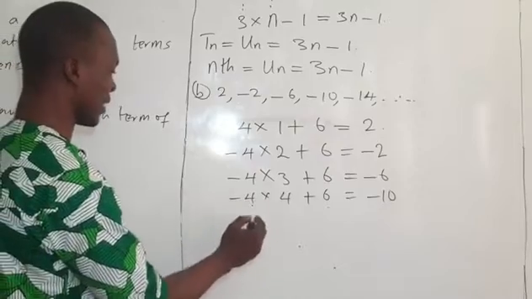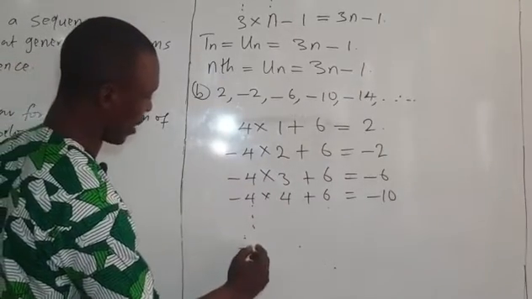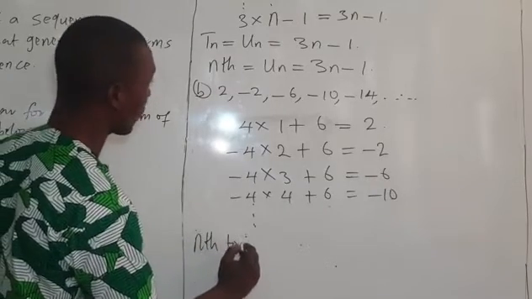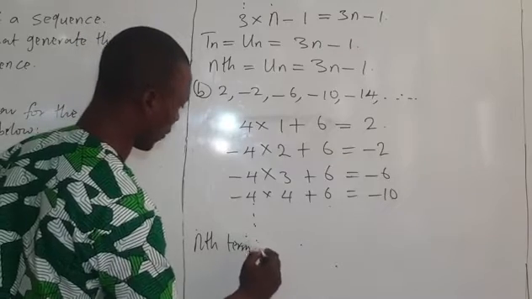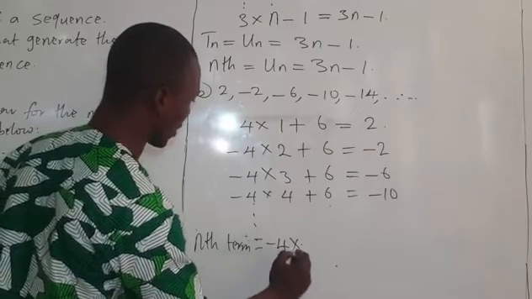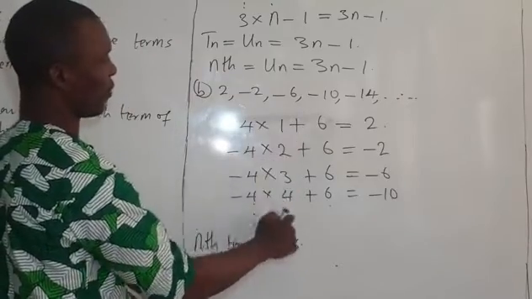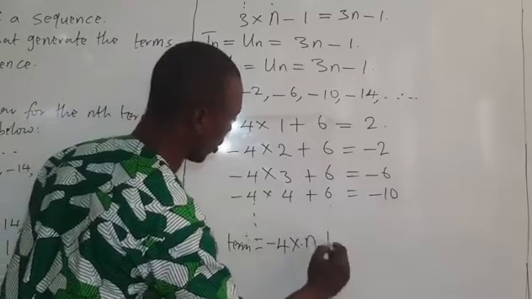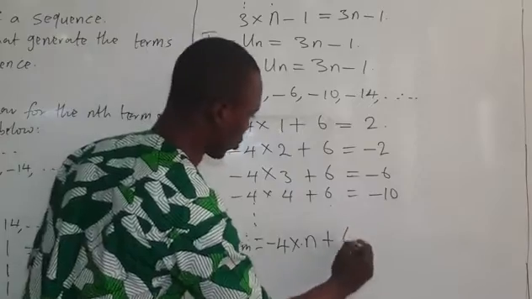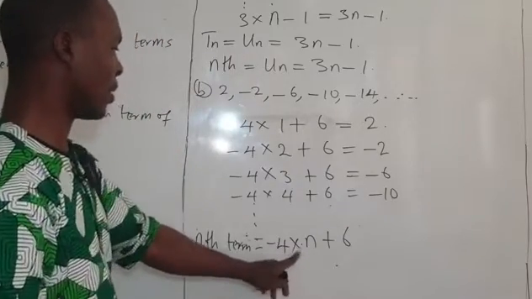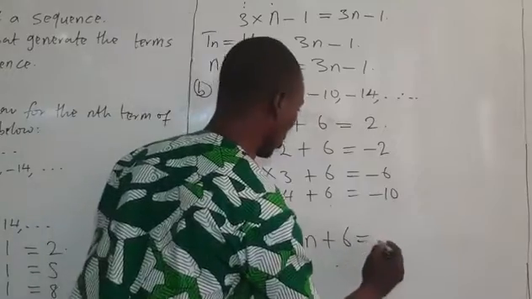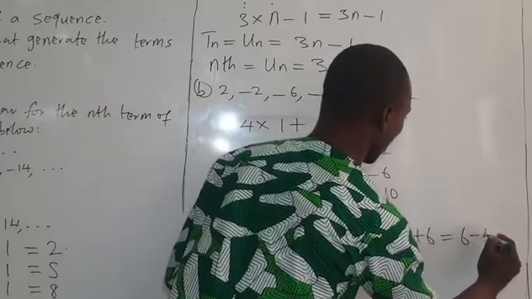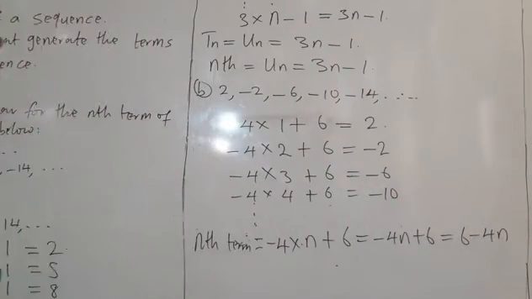So we now generalize. Minus 4 is common, that's why we have minus 4. So we can call this the nth term. That's minus 4 times 1, 2, 3, 4, and so on, that is the set of natural numbers, so n. Plus 6 is also common. So we have minus 4 times n plus 6, which is equal to minus 4n plus 6. You can also write it as 6 minus 4n. It's still the same thing.